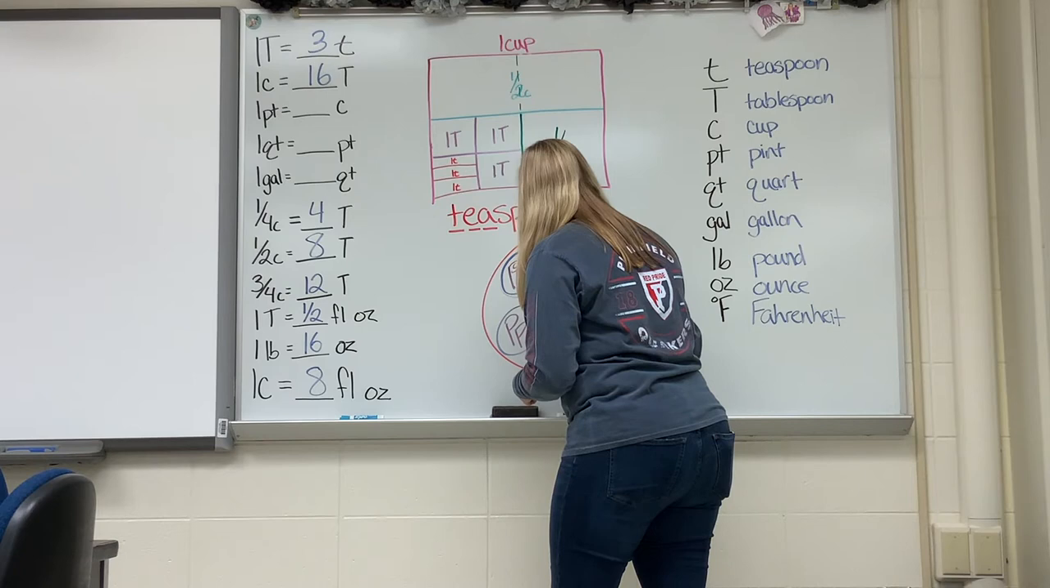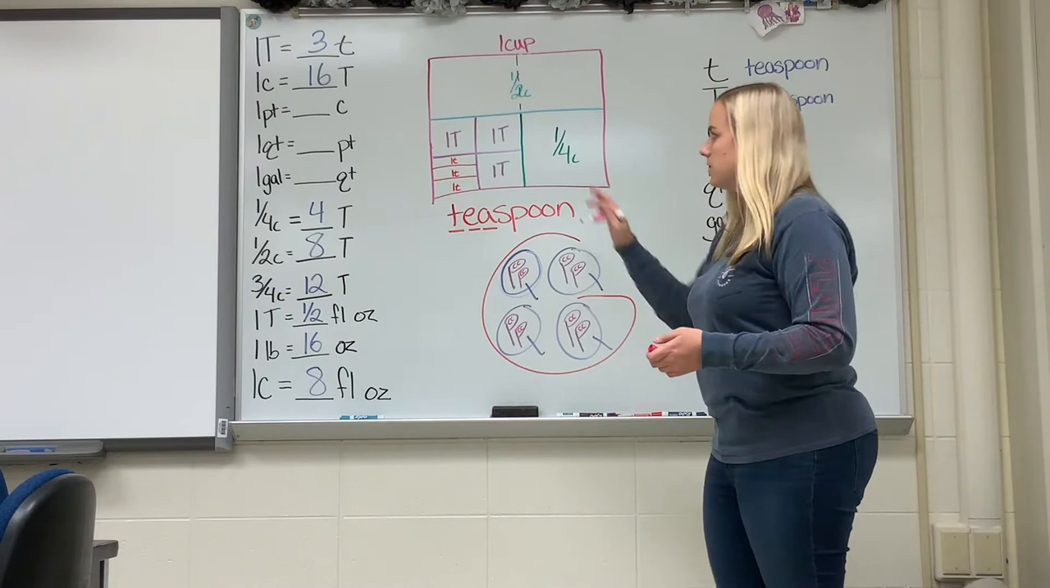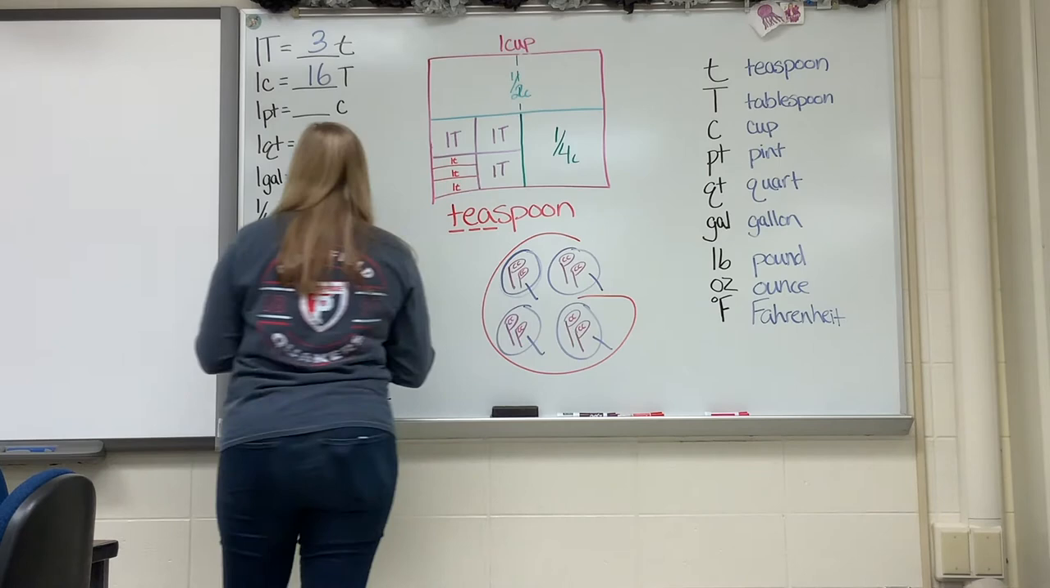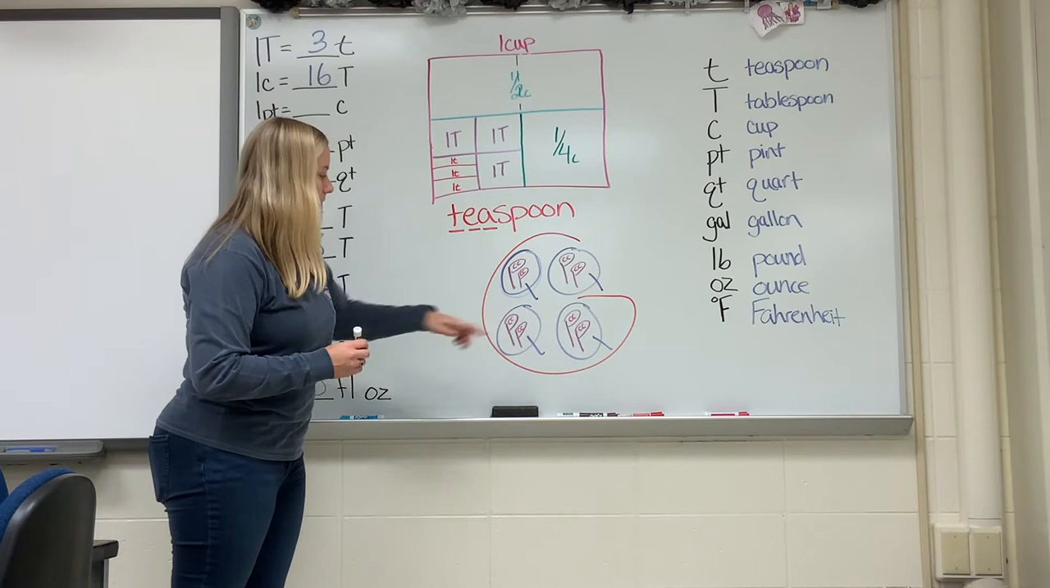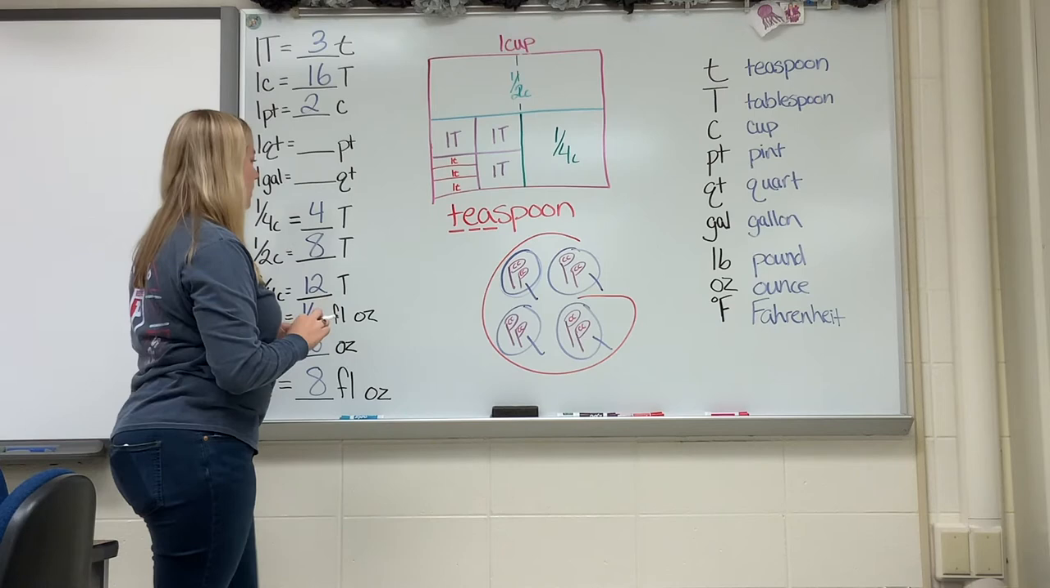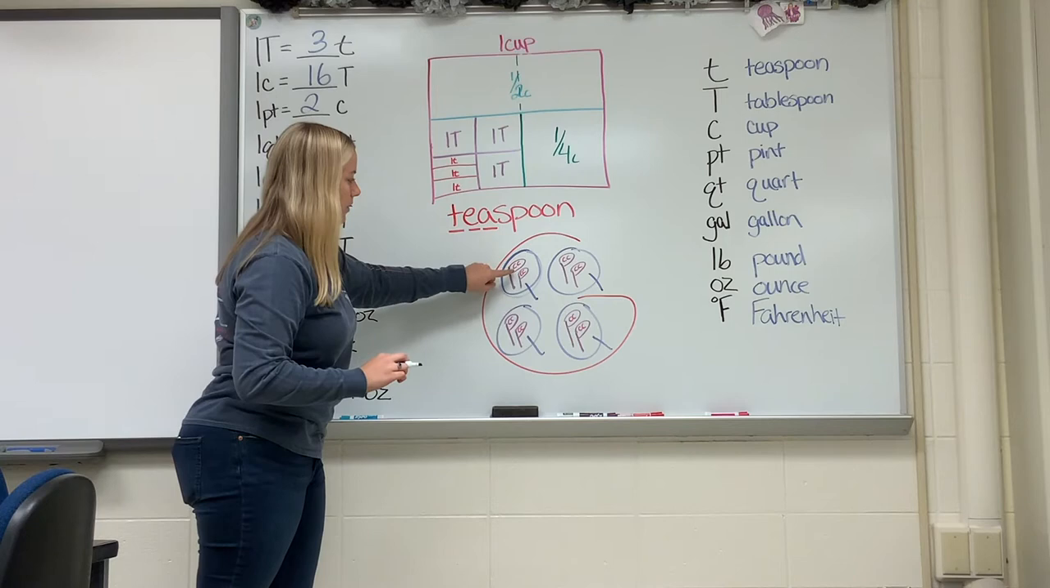Okay, so now this picture is going to help us to remember or to fill in some of these. So if we look, 1 pint is equal to how many cups? Okay, so in 1 pint there are 2 cups. Now let's look at the quarts. In 1 quart we're trying to figure out how many pints. Within 1 quart there are 2 pints.